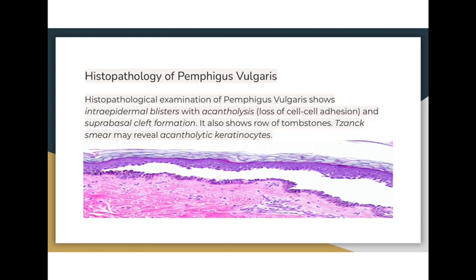On histopathology, you can see the loss of intraepidermal cell-to-cell adhesions, called acantholysis, suprabasal cleft formation, and the tombstone appearance of epidermal cells.